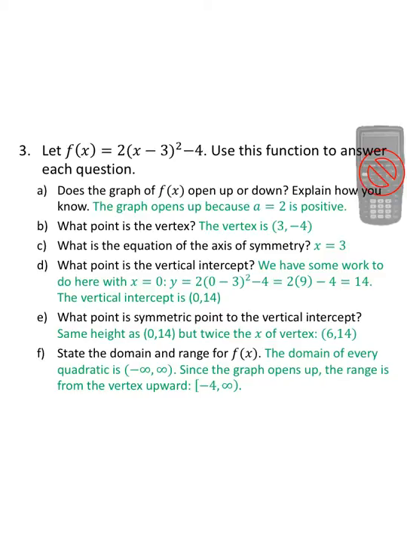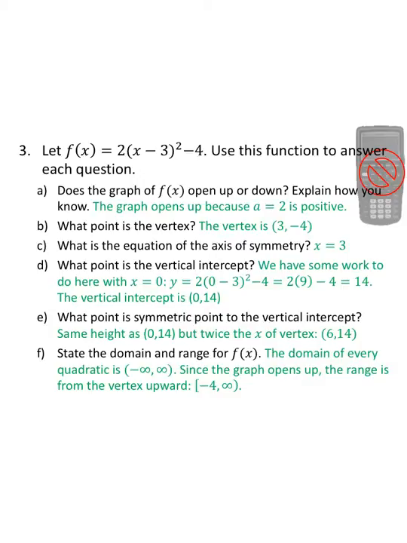So when x is 0, I put 0 in for x in my regular equation. 2 times (0 minus 3) squared minus 4. Using the order of operations, 0 minus 3 in our parentheses is negative 3. Use the exponent next. Negative 3 squared is 9. Now I'll have 2 times 9 minus 4. 2 times 9 is 18. 18 minus 4 is 14. So when x is 0, my y value is 14. I can label my vertical intercept as the point (0, 14).